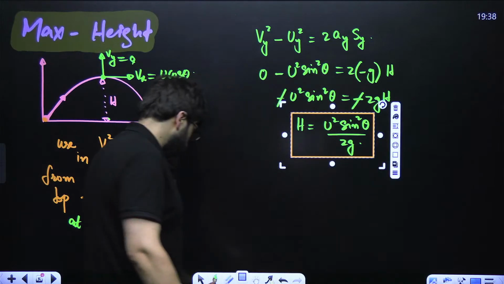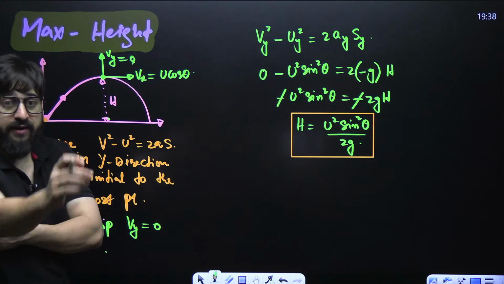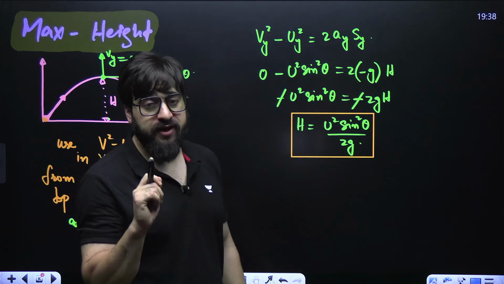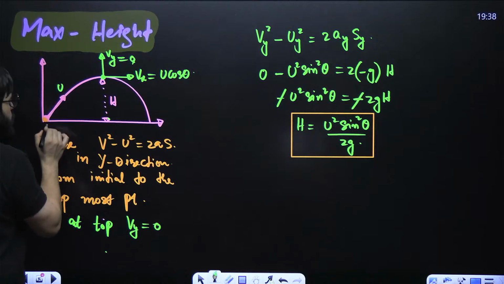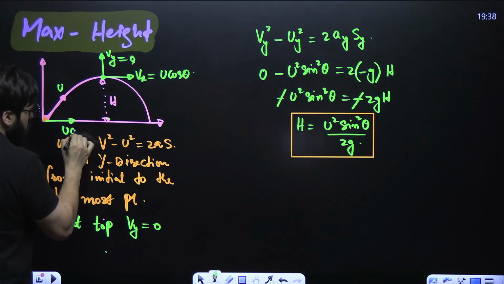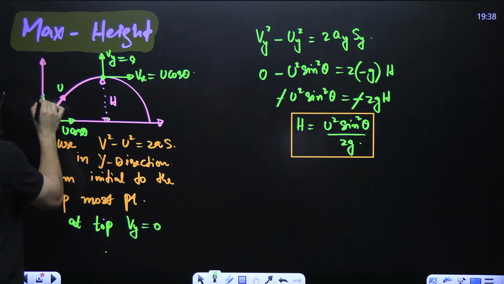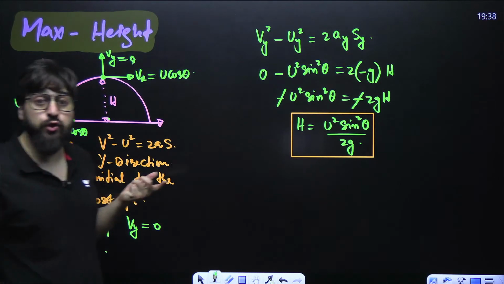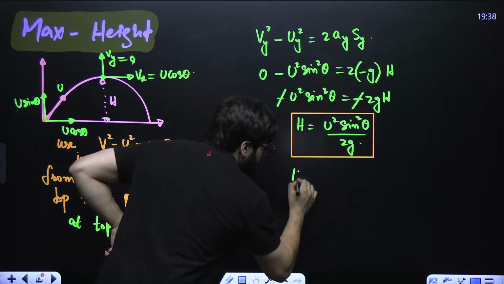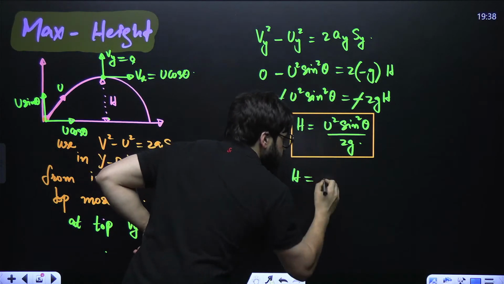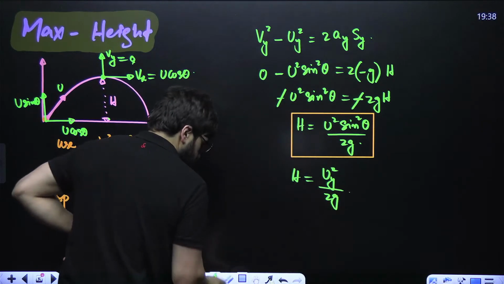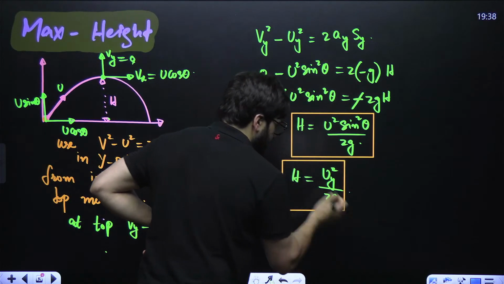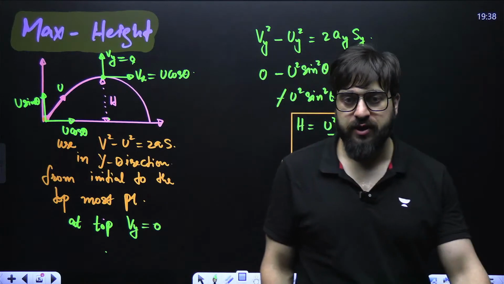This is the formula which you need to keep in your mind. And one more thing, guys. What is u sine theta? If this is u, this is u cos theta. And which component is this? This is u sine theta, and this is the vertical component, that's uy. So you can also write it as uy square divided by 2g, because u sine theta is uy, the initial velocity in y direction.